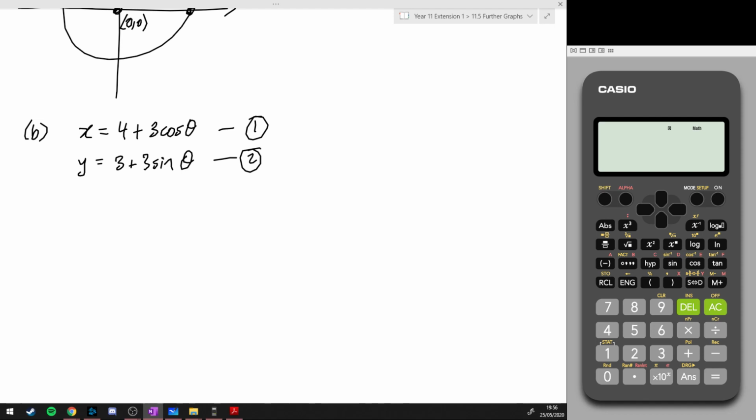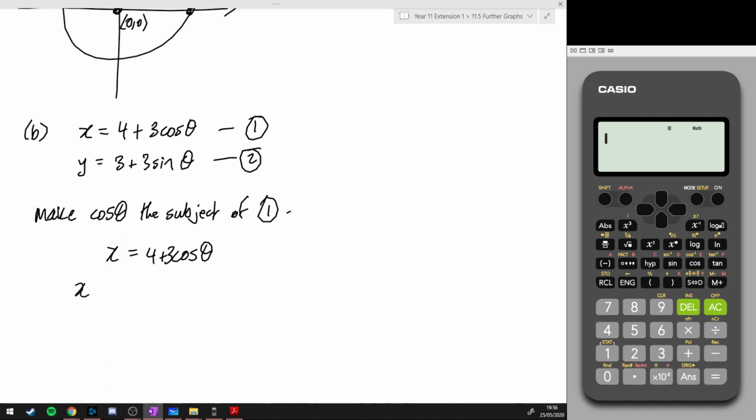So let's continue, and we're going to rearrange for sine and cos. Oh, sorry, x and y for sine and cos, so we can substitute them back into that identity. So, step 1 is make cos theta the subject of 1. To do so, x is equal to 4 plus 3 cos theta. Subtract 4 from both sides, you get x minus 4 is equal to 3 cos theta. Divide by 3, and we get x minus 4 on 3 is equal to cos theta.